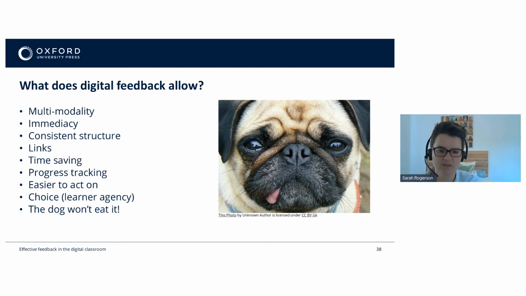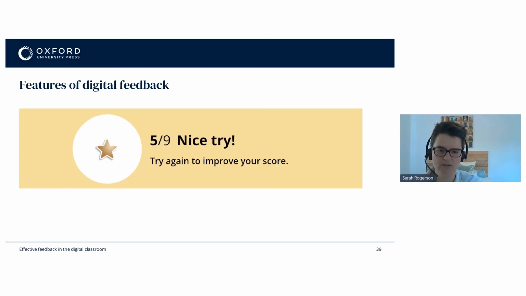And if we look at some examples of what that might look like, that have come up in the chat, here's an example of what digital feedback can do. We've got gamification. We've got this motivating star, right? Star's there, student feels happy. They're given some feedback, nice try. They're given a score. And what can they do? They can try again to improve their score. So it's almost like a bit of strategies over solutions.